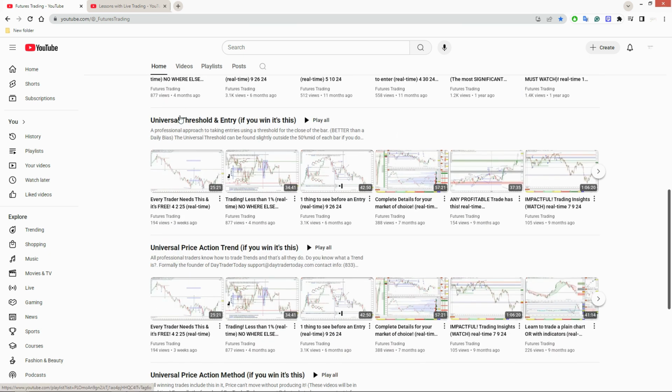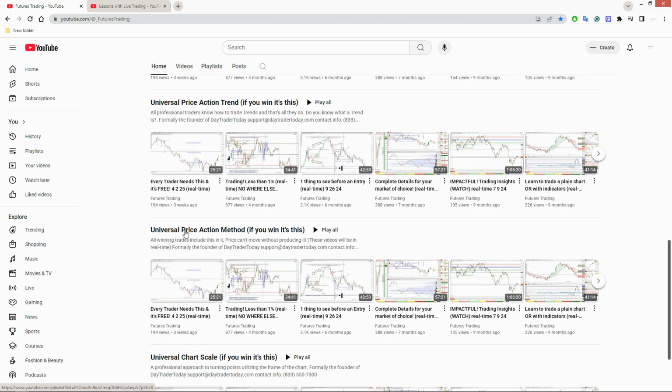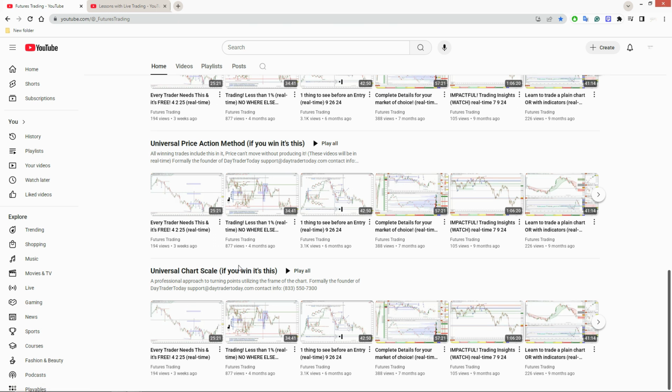All right, so here's the universal threshold. With the live candle, this is how far the bar will pull back before it resumes. This is the price action trend. You just need to be able to count to 10 in order to pull this off. And then, of course, there's that price action method. This is where your stop would be. Very useful information, I may add.